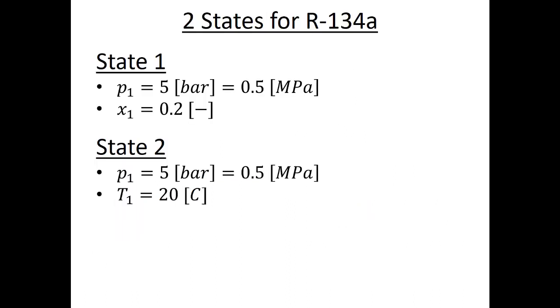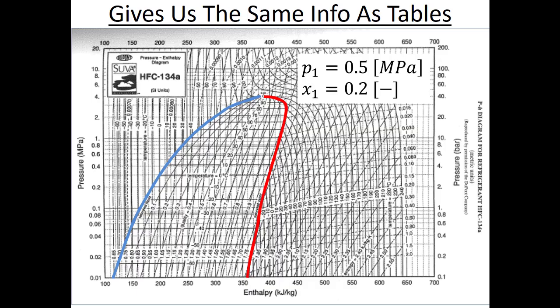So I know that the two properties I know at state 1 are definitely independent and intensive. I have pressure and quality, and I know I can always fix a state in that case. For state 2, I have a pressure and a temperature. Now sometimes these are independent, and sometimes they're dependent if I'm under the vapor dome. So I'm hoping that state 2 isn't under the vapor dome, because otherwise I don't have enough information to fix the state. So first, let's try to find state 1.